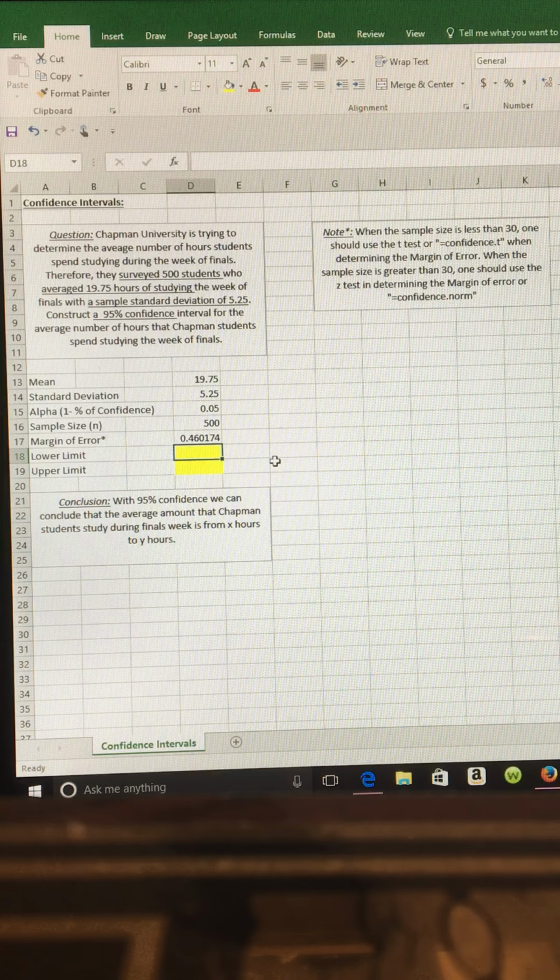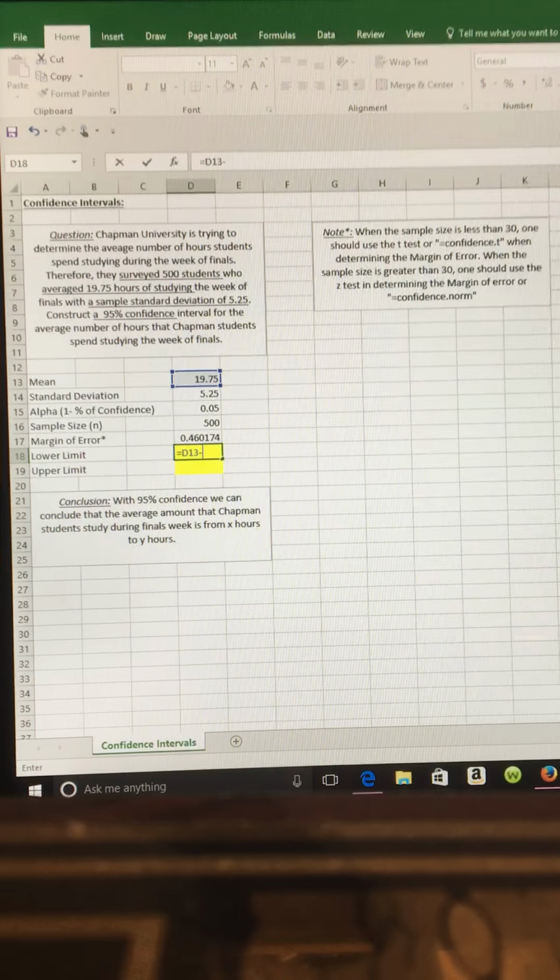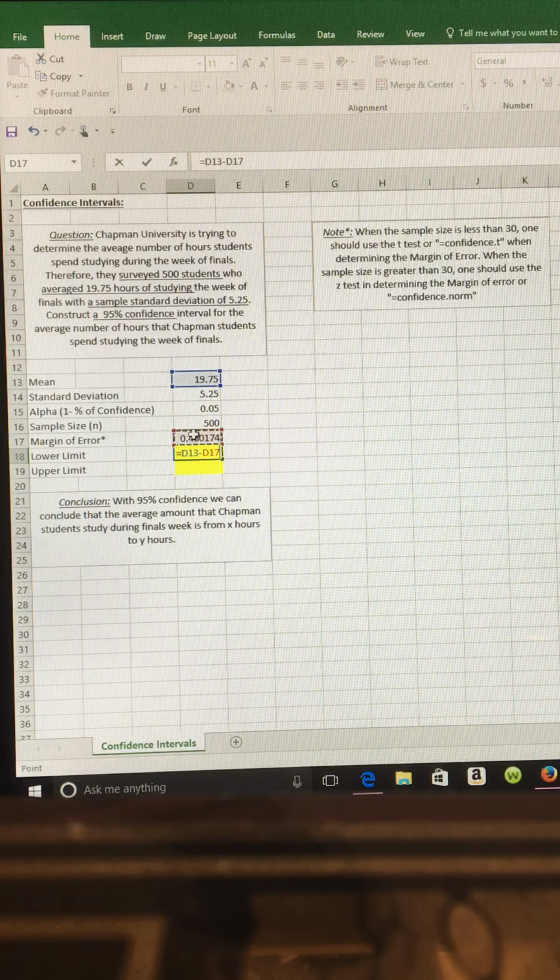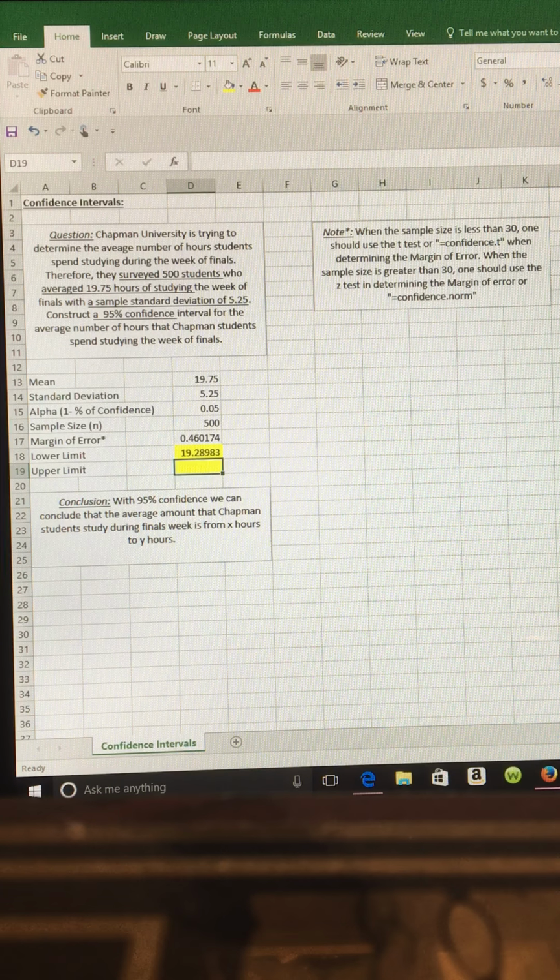So to construct the confidence interval, we need 2 values, a lower limit and an upper limit. We find this by looking at our mean, and for the lower limit, we're going to subtract our margin of error, which is going to give us a value below our mean. Then for the upper limit, we're going to do the same thing, except we're going to add the margin of error to get a value higher than our mean right now.